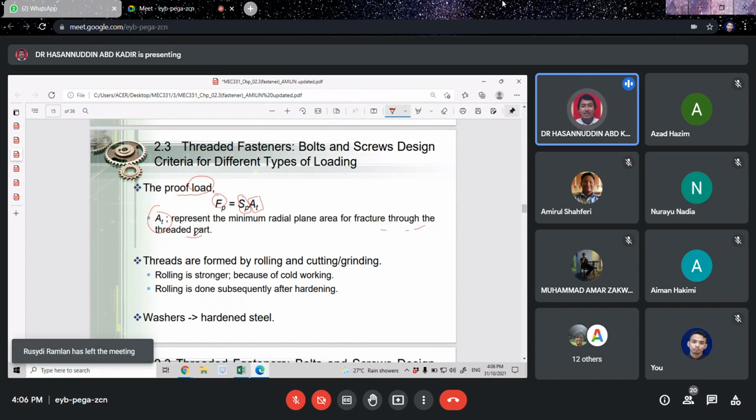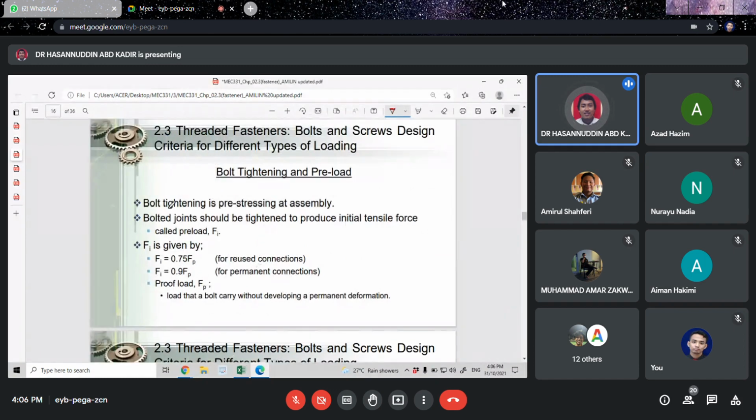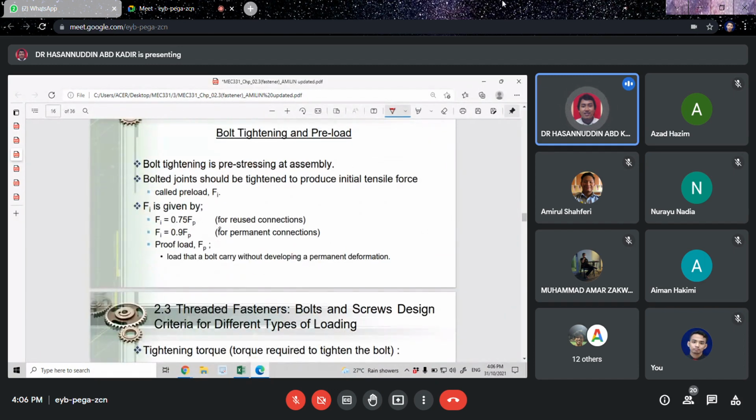Please differentiate the parts there, you have to tell them apart, because we will refer more to the table later. We will look at the example. So when we want to do bolt tightening, we give you Fi, or we can call it the preload. That preload here is 0.75 from the FP.